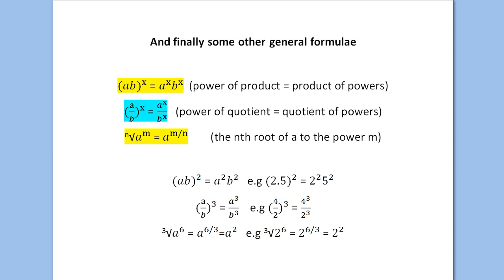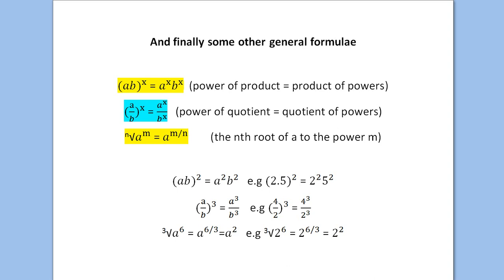A over b cubed equals a cubed over b cubed. Example, 4 over 2 cubed equals 4 cubed over 2 cubed. Quickly verify that. 4 over 2 is 2, cubed is 8, and that's equal to 4 cubed, 64, divided by 2 cubed, 8, so 64 over 8 is 8.